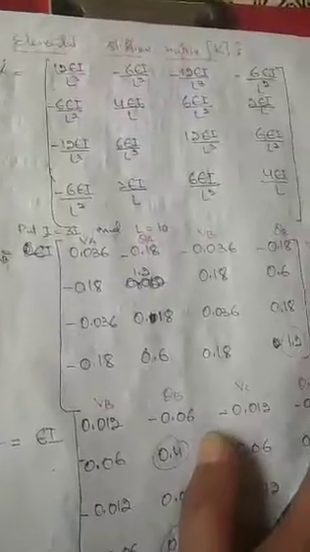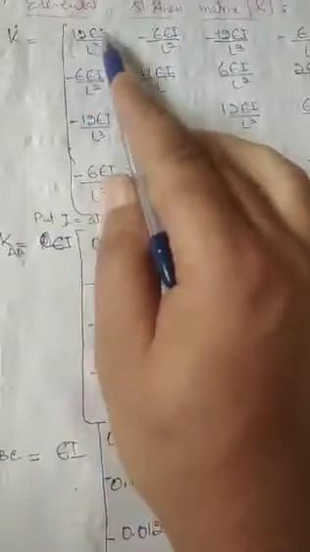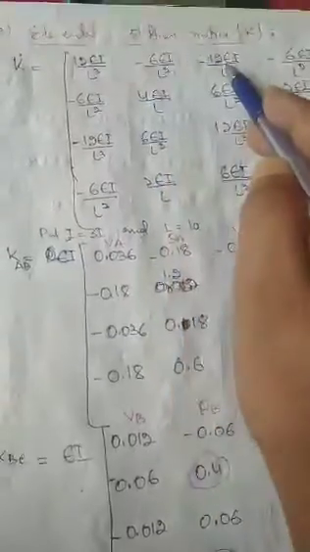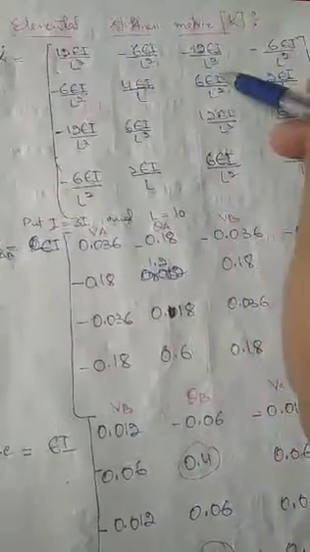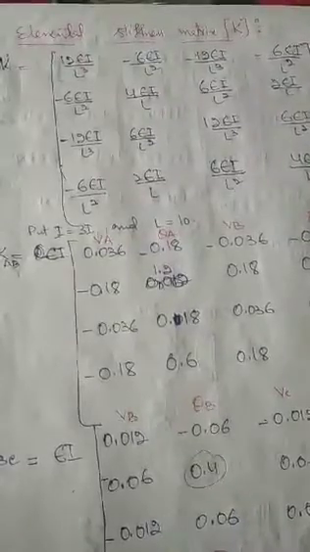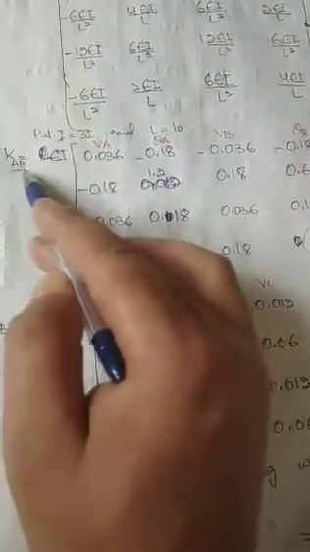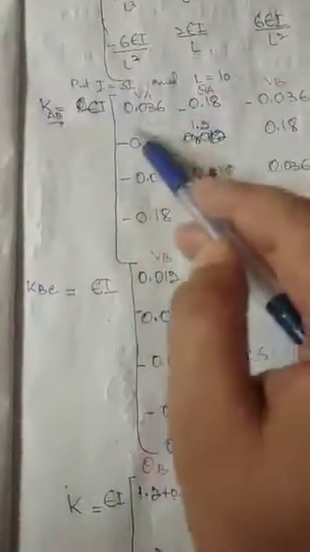The next step is the elemental stiffness matrix. We denote it by the symbol K. We know the formula: 12EI by L cube, minus 6EI by L square, and so on. We have to remember this matrix by heart. So we will take the different spans, and for the AB span we have to calculate the elemental stiffness matrix.